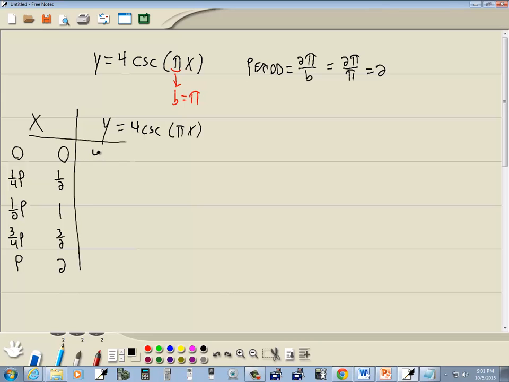So I'm going to have 4 cosecant and then pi times 0, which gives us 4 cosecant pi. Now if it throws you to have it in terms of cosecant, then rewrite it in terms of sine, because you know cosecant's 1 over sine. So we've got 4 over sine pi.